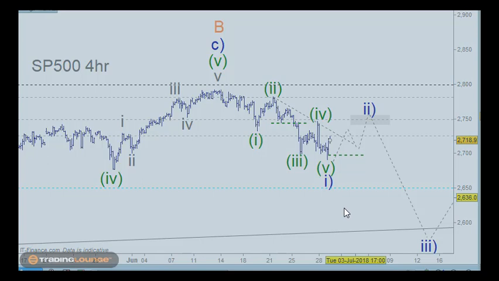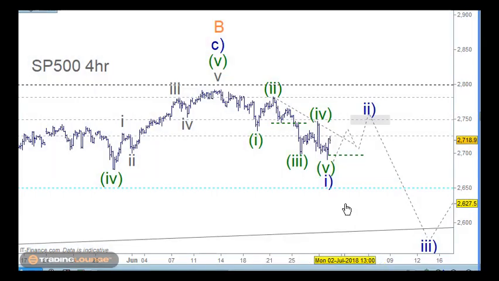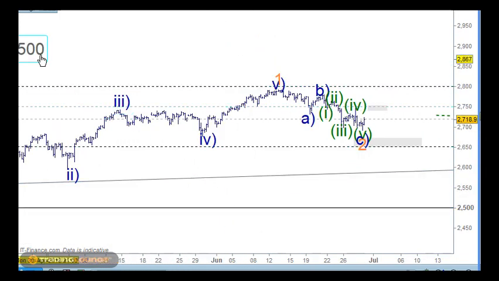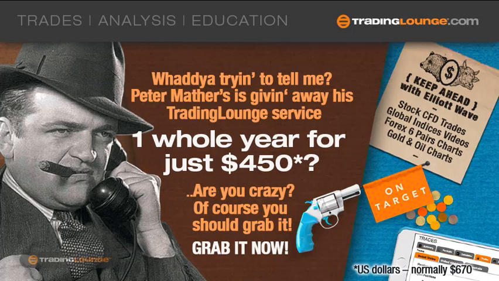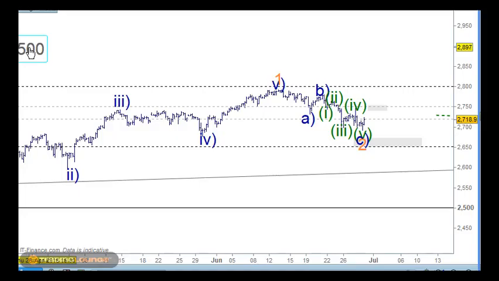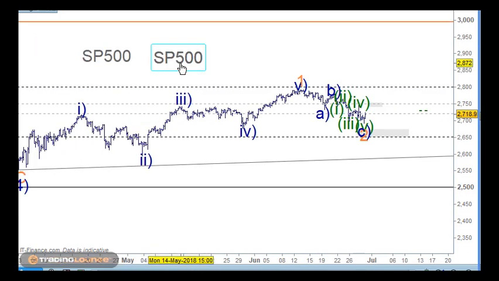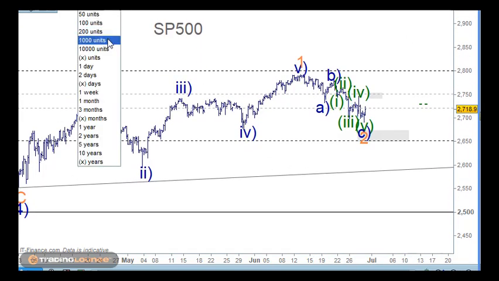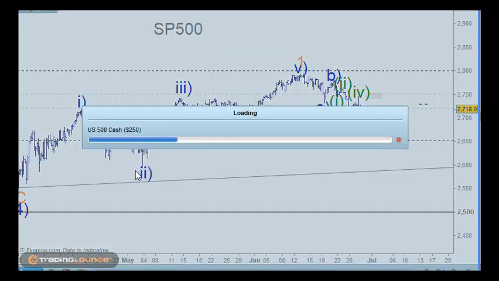We'll also look at the bullish count now, and the bullish count, where are we here? Beg your pardon. Let me just squash a bit more in there.